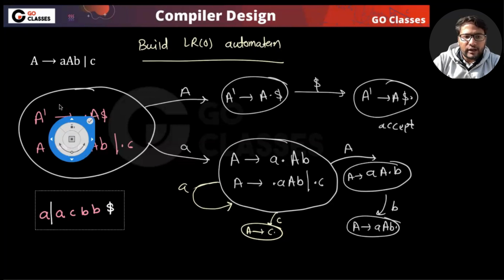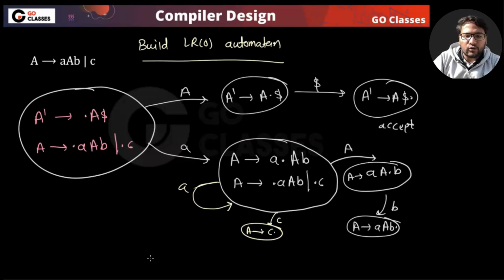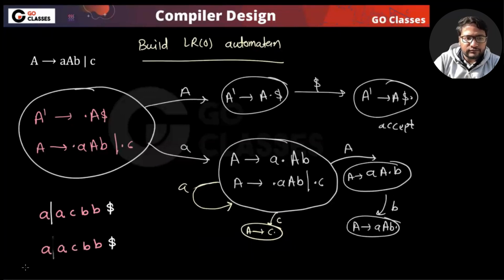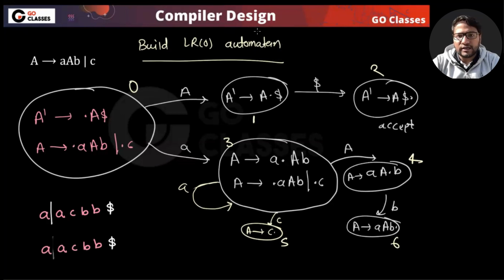Okay, now tell me which state you are in currently. If you are shifting like this, which state are you in? Let's suppose this is state number 0, this is 1, this is 2, this is 3, this is 4, this is 5, this is 6. Now can you tell me which state you are in? After reading this A, you will be in state 3, right? So if this A is there, you will be in state 3.